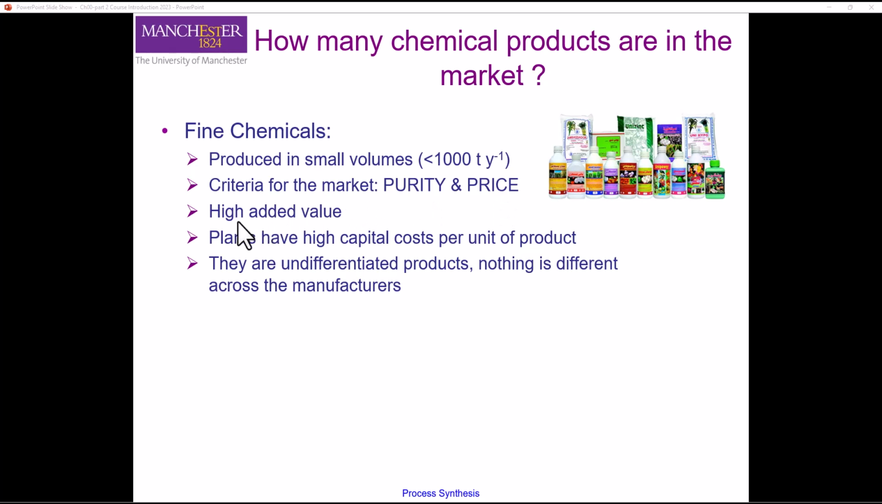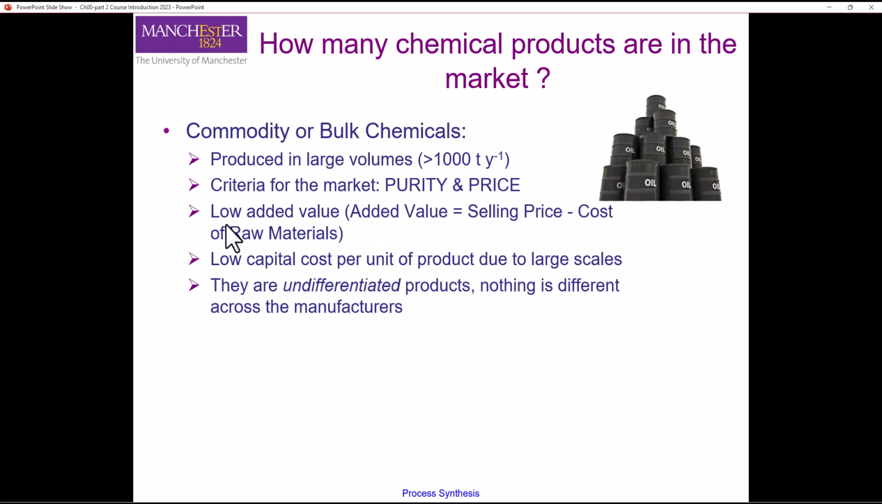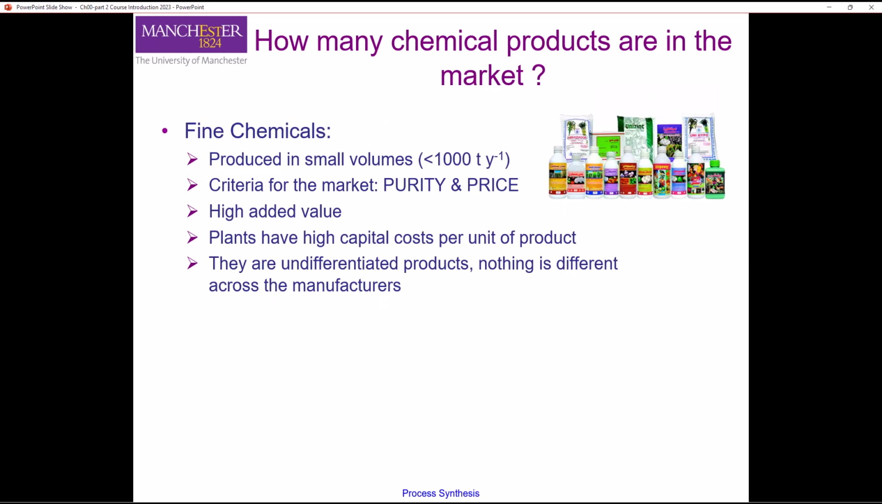One other difference is that fine chemicals are normally high added value. What it means is that they have higher profit margins compared to commodity chemicals. For commodity chemicals, we have low added value or low profit per unit product. But in the case of fine chemicals, we have a higher profit margin per unit of the product.